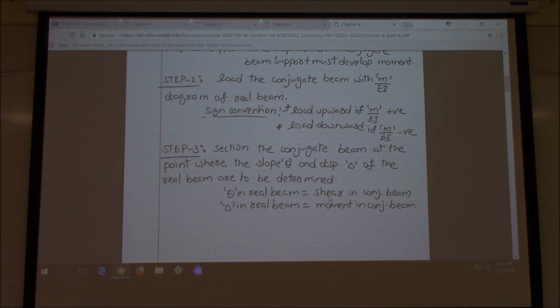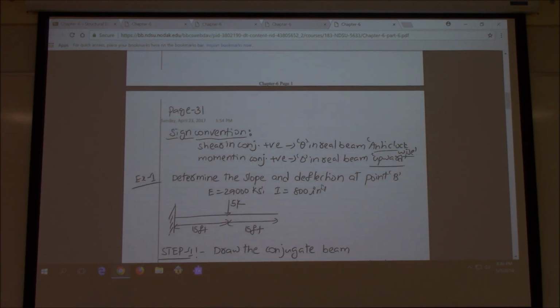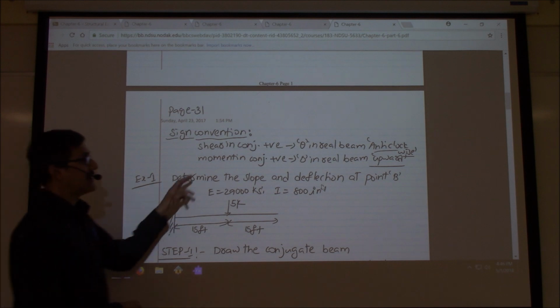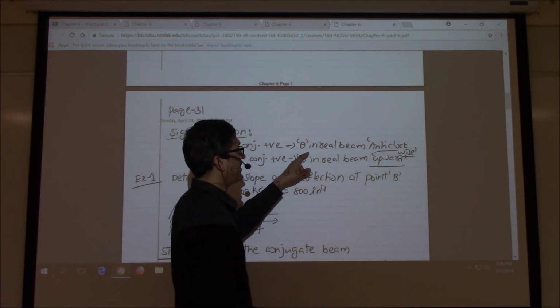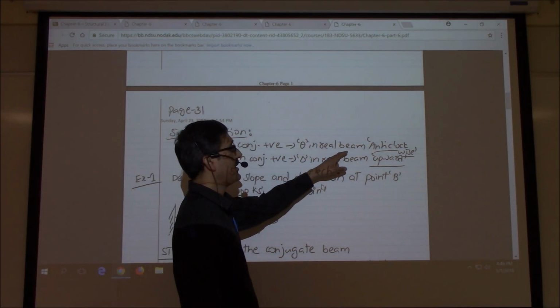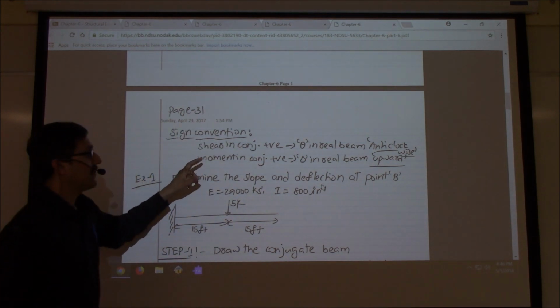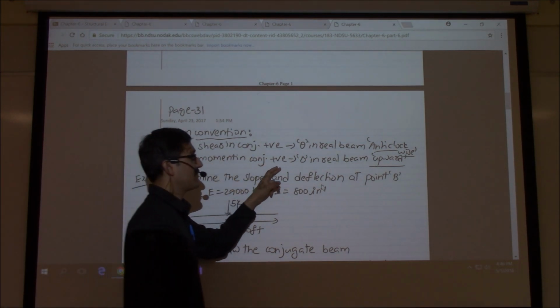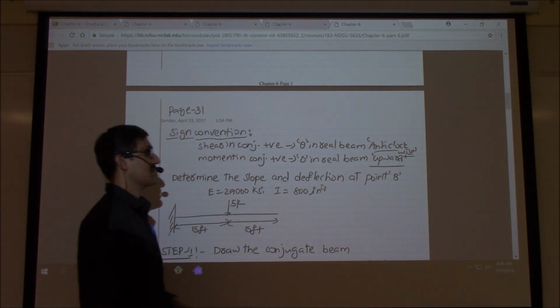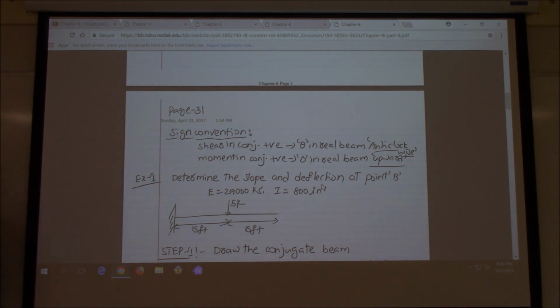Now let's quickly look at a couple of examples to help us understand what is going on. Once again, the sign convention. If the shear in the conjugate beam is positive, that means the slope in the real beam is anti-clockwise. If the moment in the conjugate beam is positive, that means the deflection in the real beam is upwards. So once again, we have a simple example here. We have a cantilever beam, and we were asked to find out the slope and deflection at the point B.